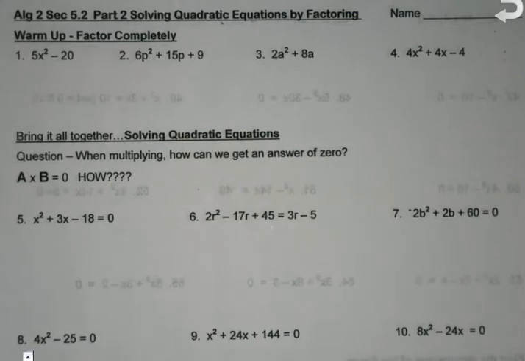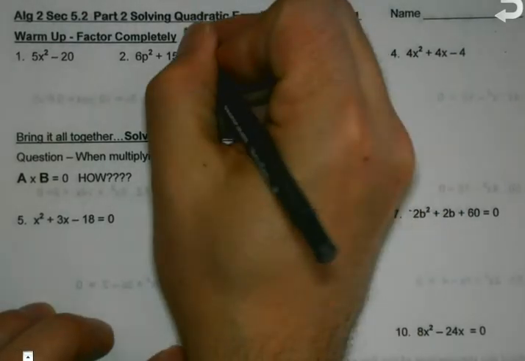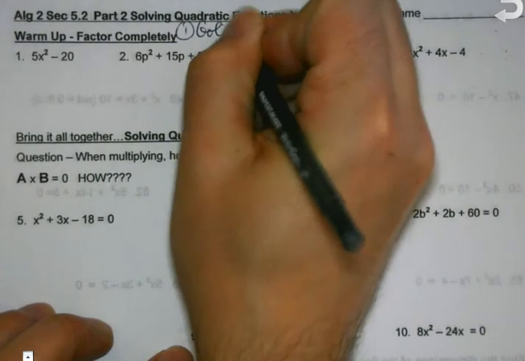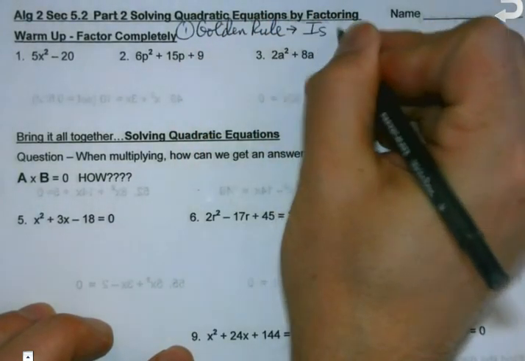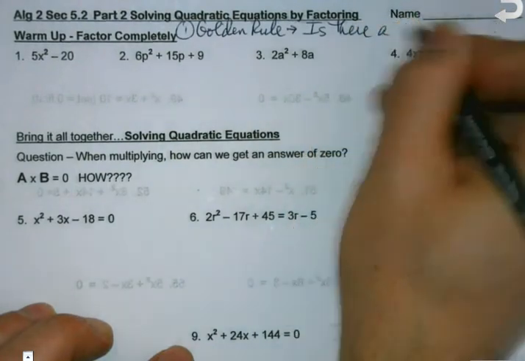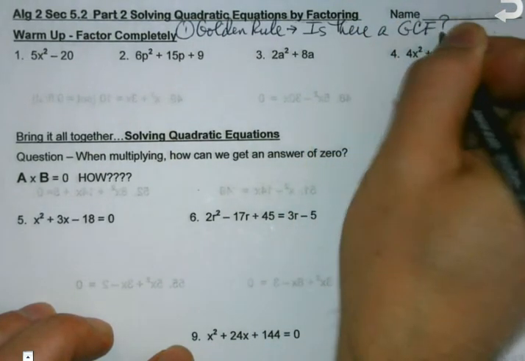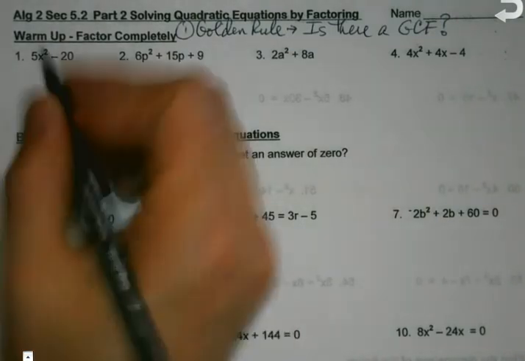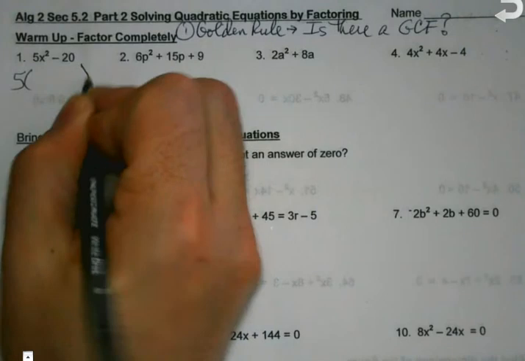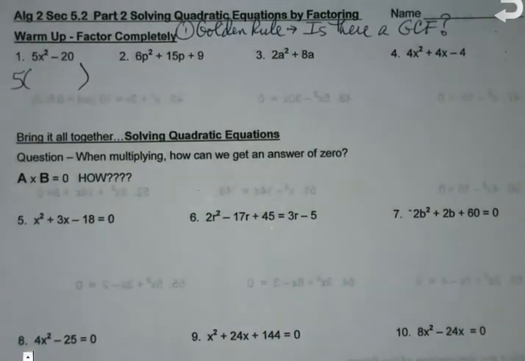Okay, well, we're going to do them all in depth. So, right. My number one thing on all of these, we have to continue to remind ourselves of this. The number one thing every single time is what we call the golden rule, which basically is: is there a GCF? Is there a greatest common factor? Something that all of my terms have in common that I can take out. If there is, I need to do that before I do anything else, or attempt to do anything else.